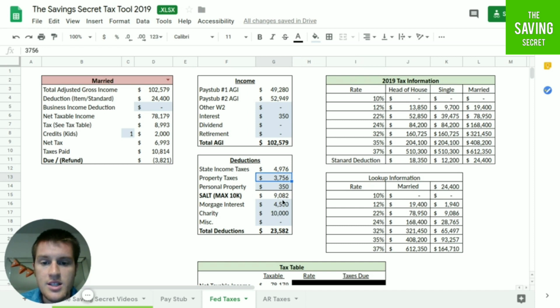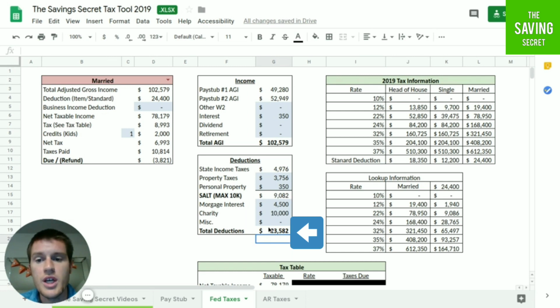And so then you take your SALT, and you can take mortgage, charity. If you have some other ones, like I said, childcare, you take these and you sum them up, and that's your total deductions. But then you look over here and it says 24,400. Why isn't it taking the total deductions that we did?